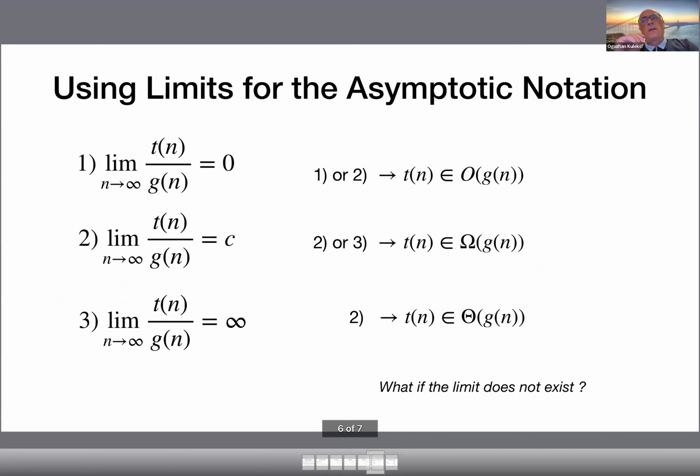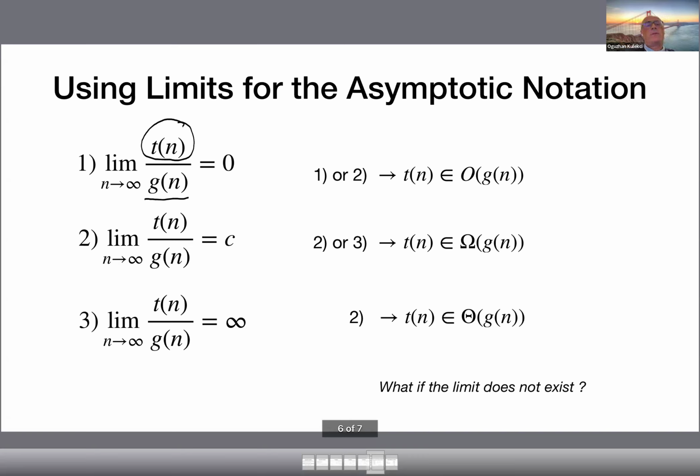This is something most of the time easier than using those inequalities: using limits for the asymptotic notation. So what is T(n)? T(n) is my function. My function means it is either the time complexity, T(n), giving me the number of instructions, or it is the space complexity, which gives me the extra space required. And G(n) is the function that I will be comparing my function with.